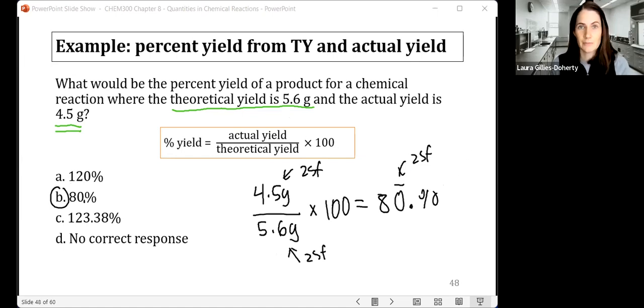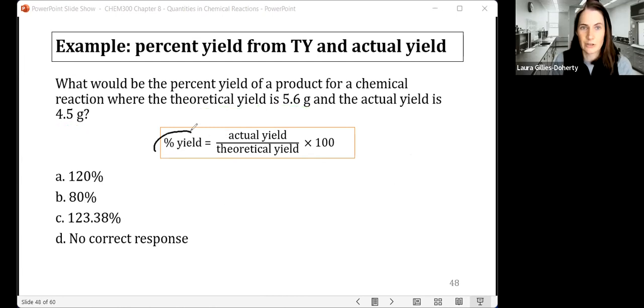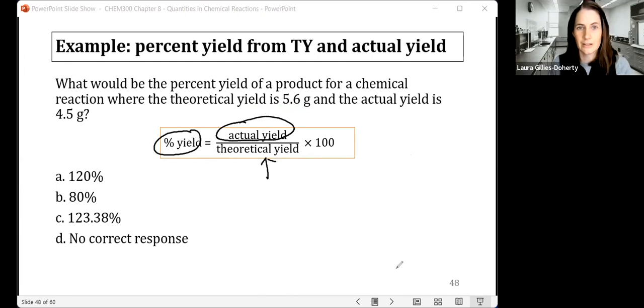The actual yield is something you have to measure, so typically it's given in a problem. If you are not given the actual yield, it means that you know the percent yield already and you know the theoretical yield, so you could rearrange this equation to solve for actual yield. Another way you might use this equation is if you're given the percent yield and the actual yield, you could calculate the theoretical yield by rearranging this equation.